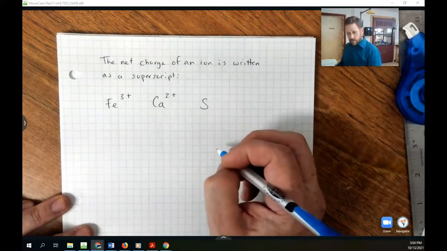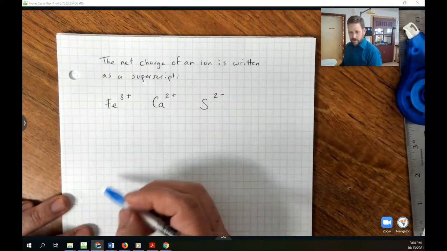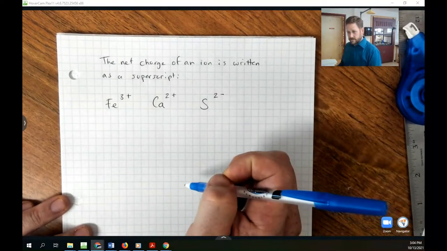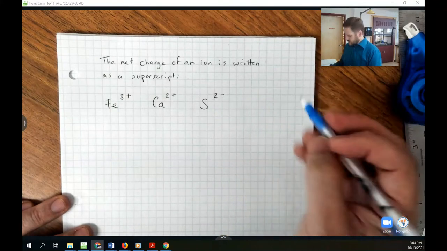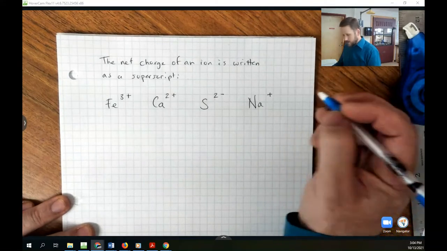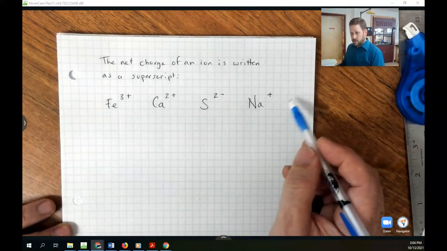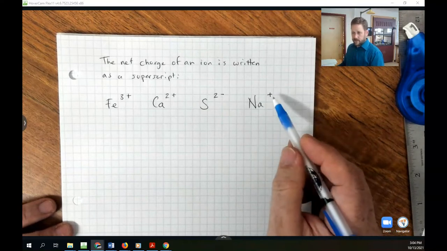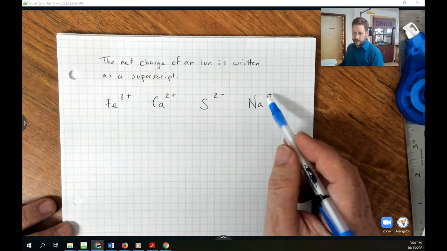Sulfur typically forms anions, which have a negative charge. Specifically, the charge is 2-. So it's a negative charge with a magnitude of 2. Sodium, on the other hand, forms cations, usually with a charge of +1. And you'll notice I didn't write 1+ or +1, I just wrote plus. And this is often done if the charge is only 1. People will just write a plus instead of a number.